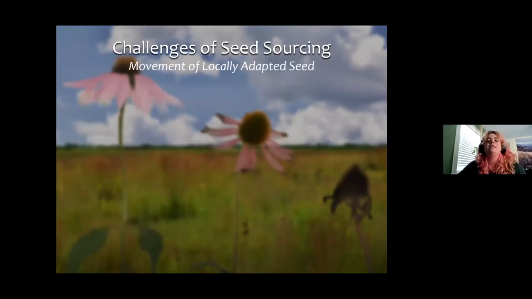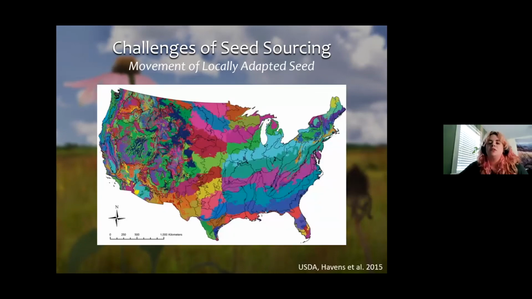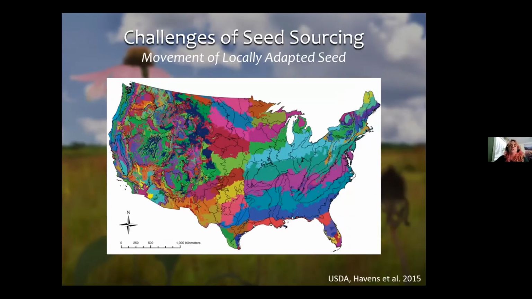And so one way to define local is to create seed transfer zones. And so seed transfer zones are widely used in the forestry industry, but their practicality is spreading to grassland systems. However, creating these transfer zones is a really time-consuming process, and it requires years of research. And so some research has suggested that ecoregions, as shown in this photo, can be used as a proxy for seed transfer zones.